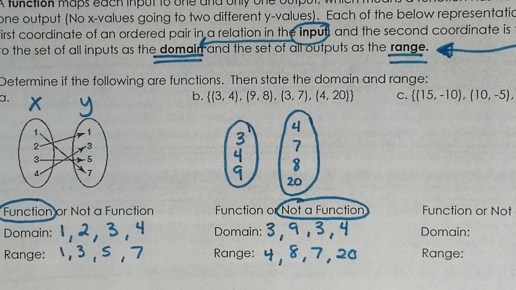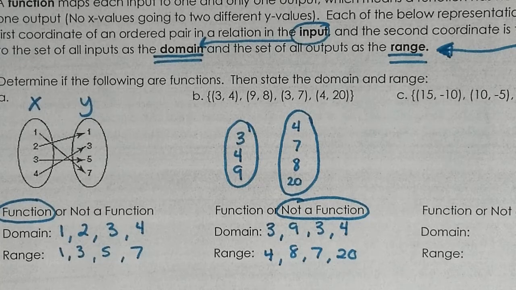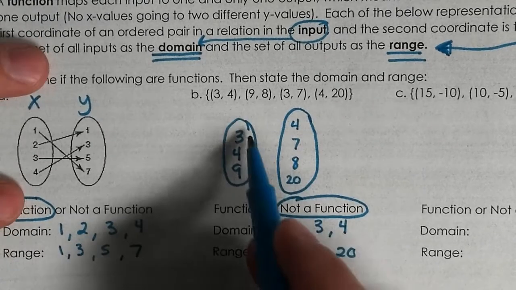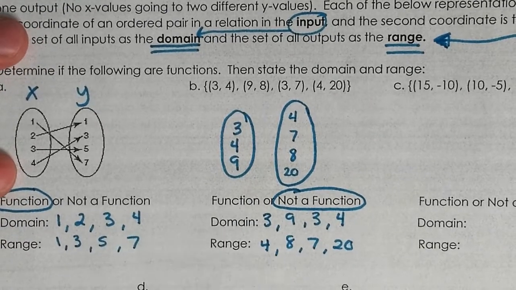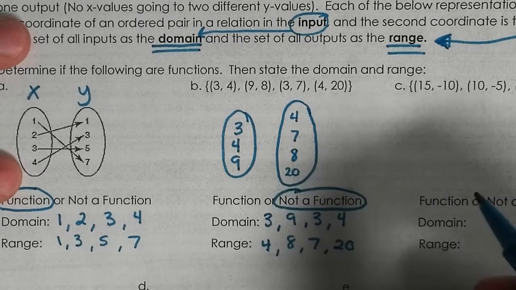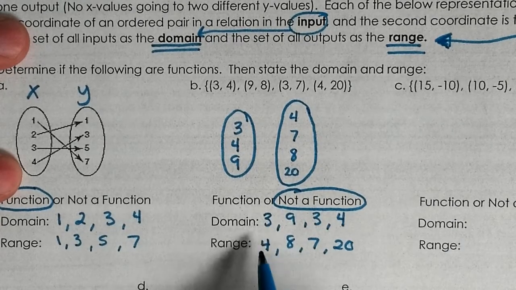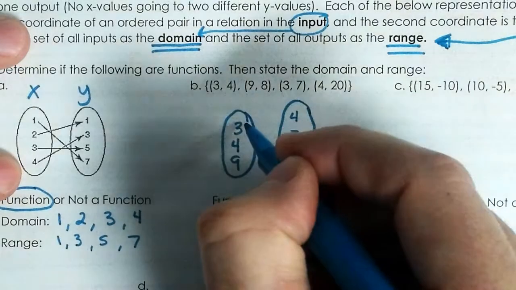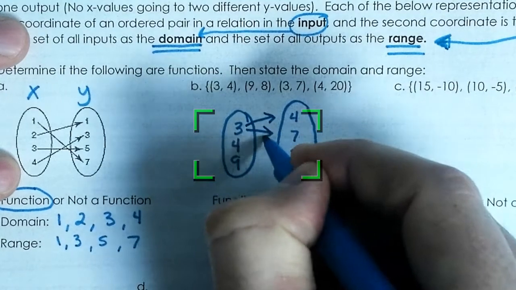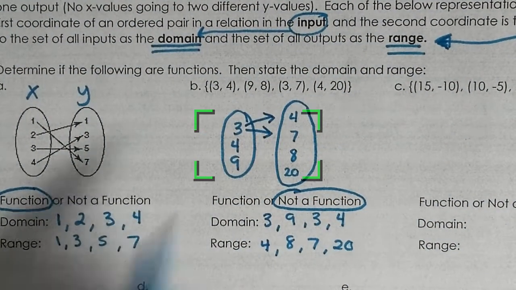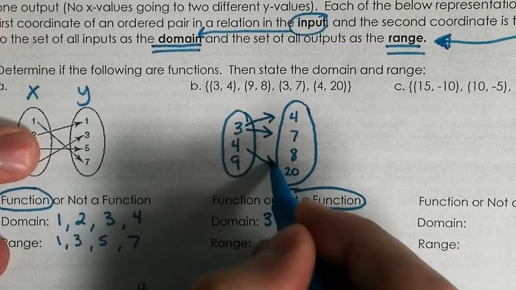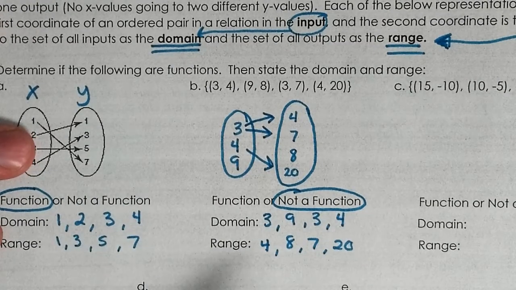Now every input has to have one output, and that's it. Can it have 2 outputs? No, it can't, because the number 1 rule: every input has to have only one output. So take a look at 3. What's the output for 3? Well, 3 goes with 4 and 3 goes with 7. What does 4 go with? 20. 4 only goes with 20, right? And then what does 9 go with? 8.